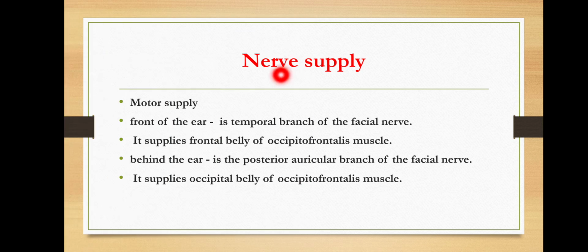Okay, the nerve supply of the scalp, motor nerve supply. Front of the ear is temporal branch of facial nerve. It supplies frontal belly of occipitofrontalis muscle. Behind the ear, it is the posterior auricular branch of facial nerve. It supplies occipital belly of occipitofrontalis muscle. So this content you should write in the motor nerve supply of the scalp.